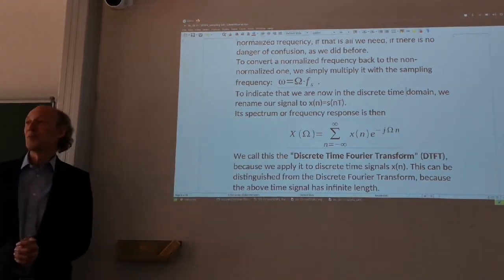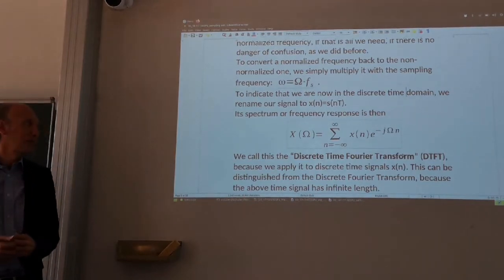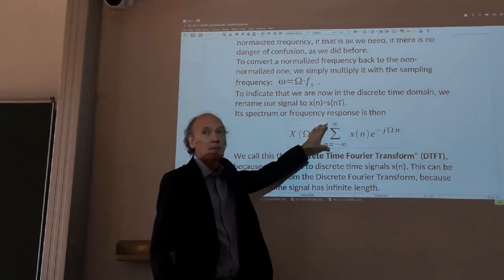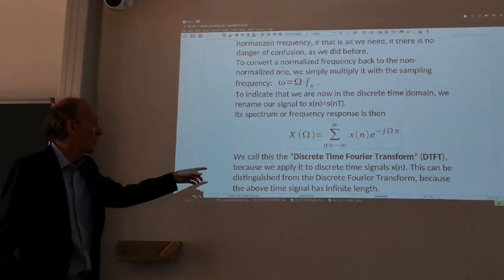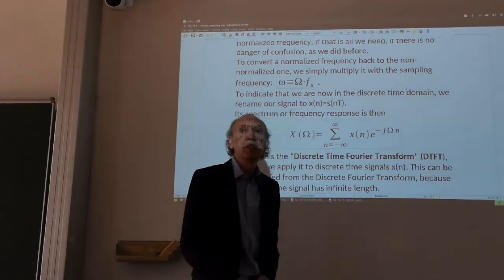So it's actually very simple. It's much simpler than in the continuous time case. And also, instead of an integral, we have a sum, which makes it simpler. So this is the discrete time Fourier transform, short DTFT.